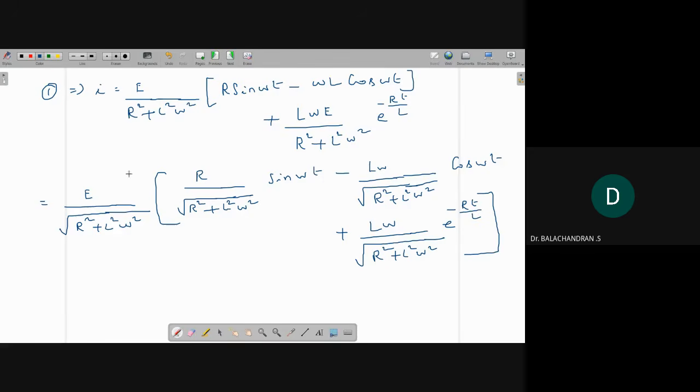So I took this as common. Now the right angle triangle I'll take. So this is 90 degree, this is phi. This side is L omega, this is R. This is root of R square plus L square omega square. So now what is R divided by root of R square plus L square omega square?